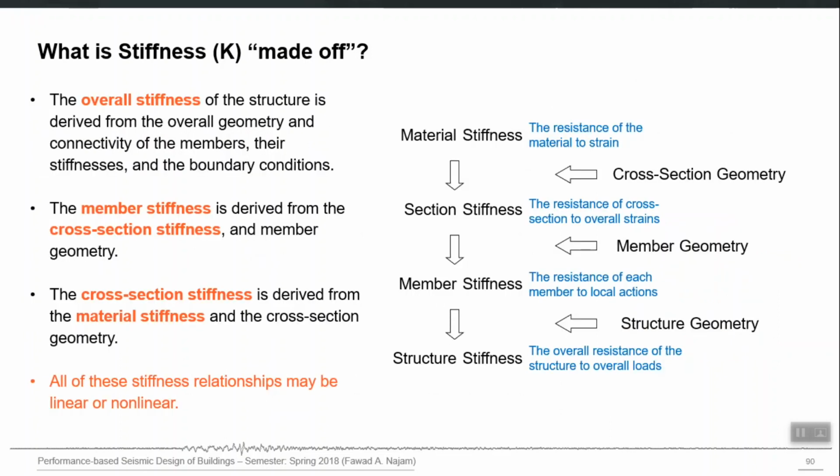So once you understand the composition of structural stiffness, you can guess that at what effort is required to include inelastic action in that composition, right. So this is the summary of same thing, that material stiffness and cross-sectional geometry, they combine to make cross-sectional stiffness. Cross-sectional stiffness and member geometry, they combine to make member stiffness, and member and structure make structure stiffness, right.